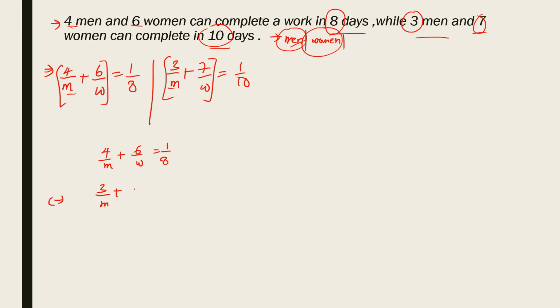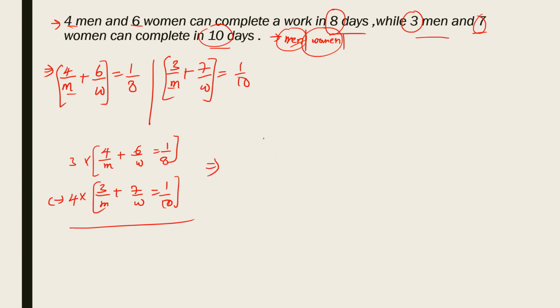So 3 by M plus... if you understood the method, you can skip this part because it's just a solving part. I'm just trying to explain here. If you want to subtract the second equation from the first, either of these two terms must be equal, right? Then we can easily cancel them out and find either of them. So I'm going to take the LCM of 4 and 3. I'm going to multiply this with 4 and this with 3, on both sides.